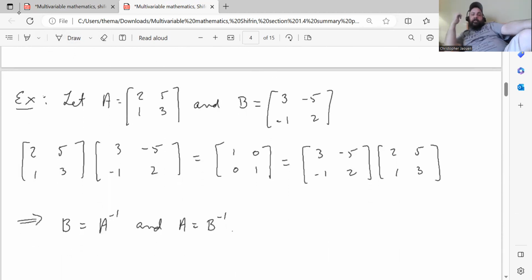All right, here's some examples. Let A be the matrix 2, 5, 1, 3, and B be the matrix 3, -5, -1, 2. You can show that these two matrices are inverses of each other by multiplying them out. You should go through this yourself, doing the matrix multiplication for practice, but I just wrote it out here. If you multiply A by B, you get the 2 by 2 identity matrix, and same thing if you multiply B by A, you get the 2 by 2 identity. So by the definition of inverses, B is the multiplicative inverse of A, and A is the multiplicative inverse of B. You can think of it either way.